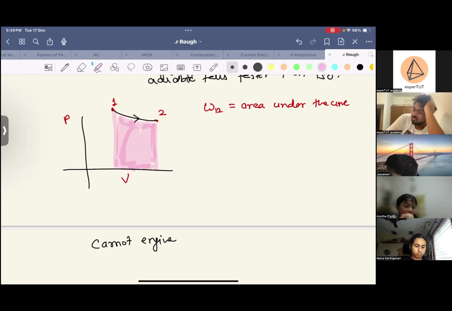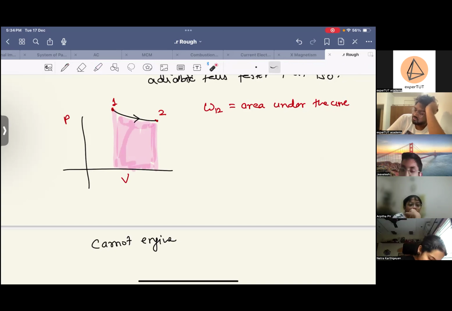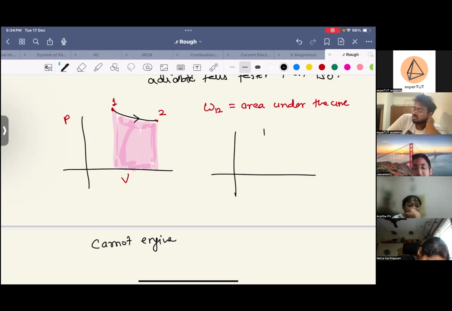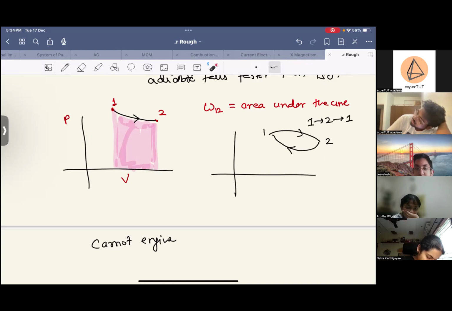Okay, so if you have a cyclic process, have you understood that work from 1 to 2 is the area under the curve? Now, let's say you have a process in which you go from 1 to 2 and return from 2 to 1. That is a cyclic process. When you're going from 1 to 2, is the work positive or negative?